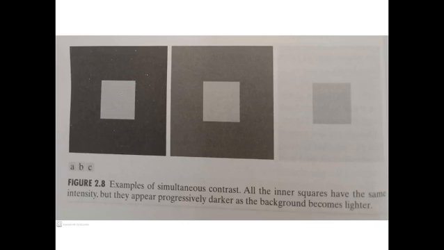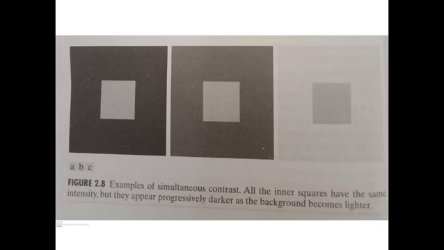But here this is looking lighter, this is more, and this is looking darker. Although all the intensities of the center squares are equal, you are looking at them as different intensities just because of the background. Here the background is very dark, so it is looking lighter. Here the background is lighter, so this is looking darker. So the image intensity is not only a function of itself, it also depends upon the background.